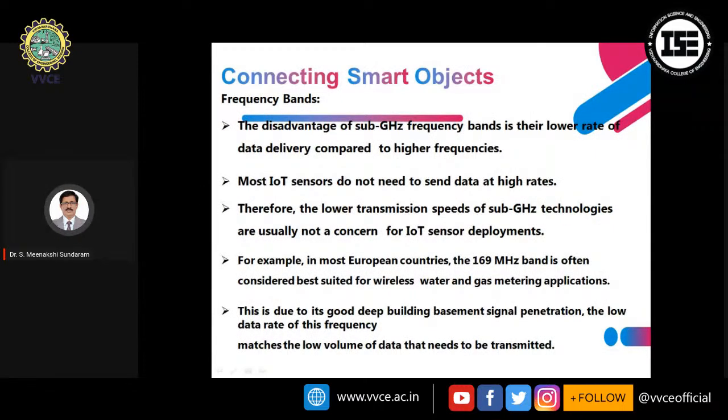And the frequency band disadvantages. So the disadvantage of the sub-gigahertz frequency band is the lower rate of data delivery, as compared to the higher frequencies. And most IoT sensors do not need to send data at high rates. So therefore, lower transmission speeds of sub-gigahertz technologies are usually not a concern for IoT sensor deployments.